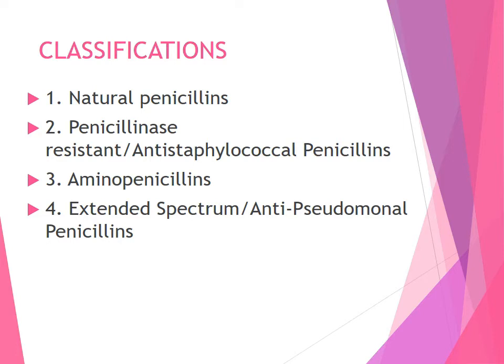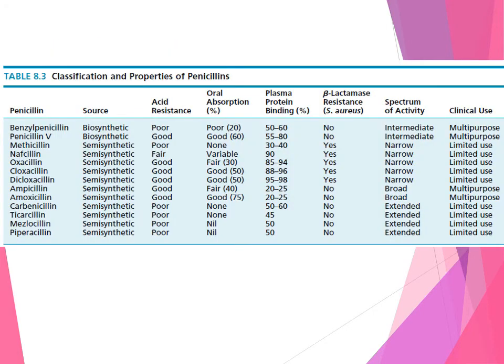Natural penicillins are the first antibiotics discovered. For number 2, penicillinase resistant or anti-staphylococcal penicillins, their spectrum of activity is narrow spectrum. For aminopenicillin, their spectrum of activity is broad spectrum. Numbers 2, 3, and 4 are considered semi-synthetic penicillins. That is the classification and properties of penicillin.